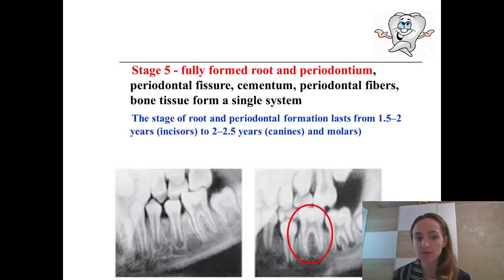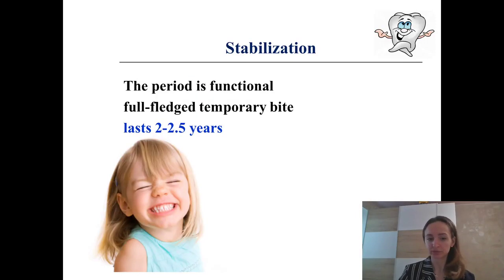And the fifth stage is a fully formed root and periodontium. Periodontal fissure, cementum, periodontal fibers. Okay, and the stage of root and periodontal formation lasts from 1.5 to 2 years for incisors, and 2.5 years for canines and for molars. Stabilization. The period of a functionally full-fledged temporary bite lasts from 2 to 2.5 years.